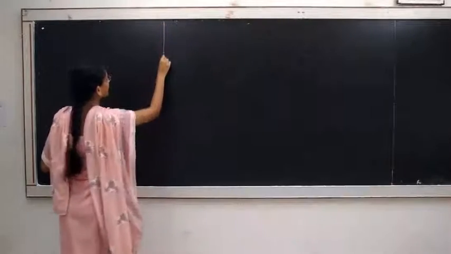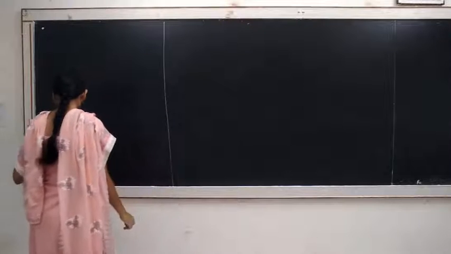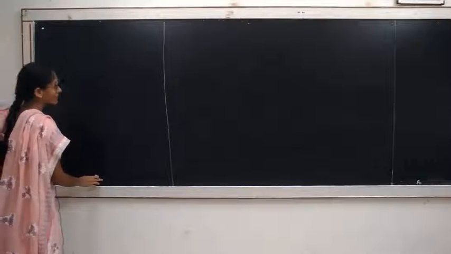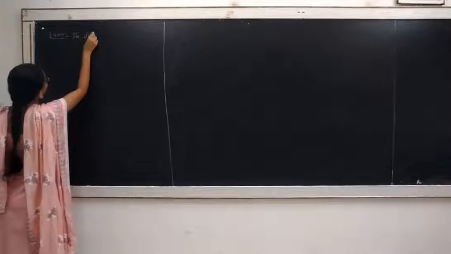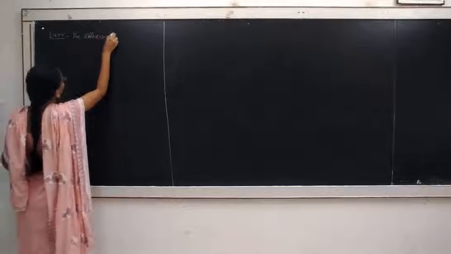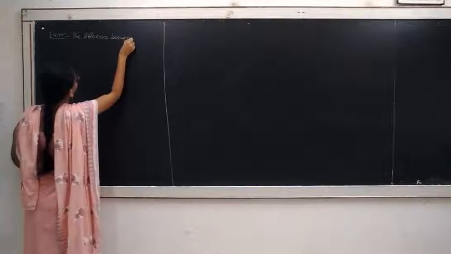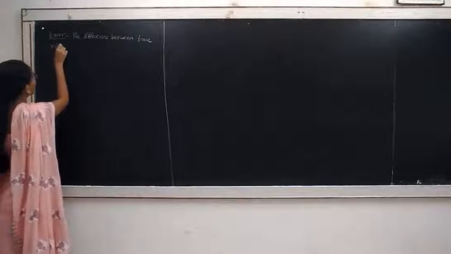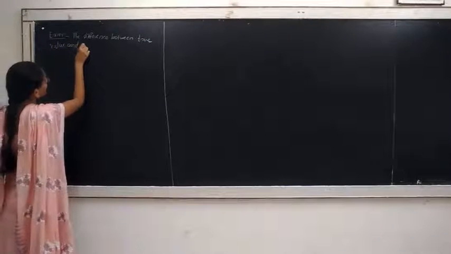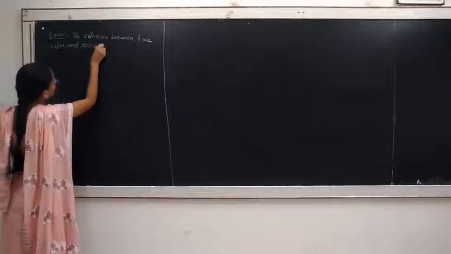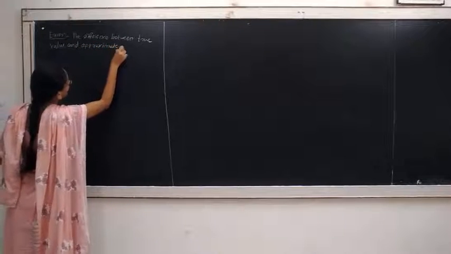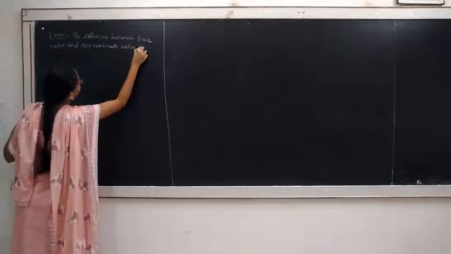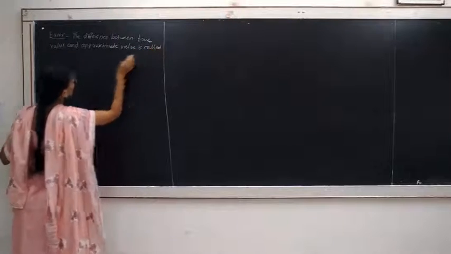The next definition is error and types of errors. Error: the difference between the true value and the approximate value is called an error.